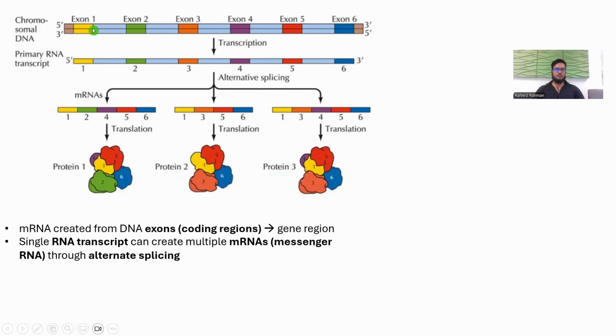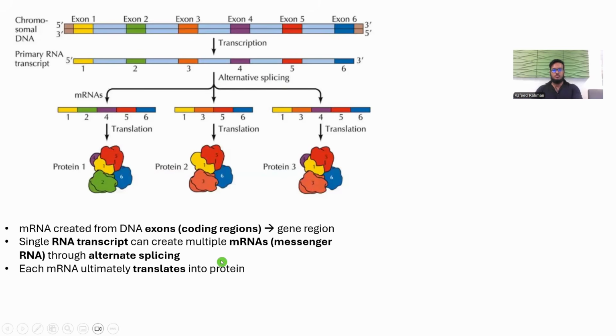So understand that from this single gene region, which consists of multiple exon regions, we have an RNA transcript, and from this single RNA transcript, we can create different mRNAs through different combinations of the exons. Ultimately, this mRNA translates into protein. So that is the very basic concept. This process of randomly combining these exons is called alternative splicing. Another terminology alert.